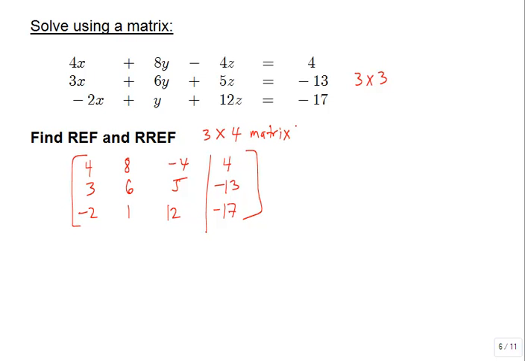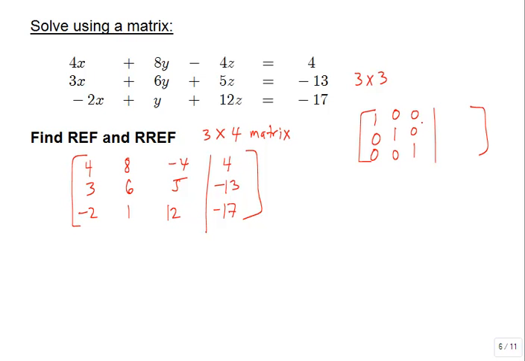So when I show you in a little bit how to type this into your calculator, you want to make sure that you're using a 3 by 4 matrix. Now what we're trying to do is turn this into that row reduced echelon form. So I want to try to get ones along the diagonal and zeros below. And we're going to just do row echelon form first, which is just the zeros below the diagonal, and then eventually we'll convert that to row reduced echelon form, which also has the zeros up above.